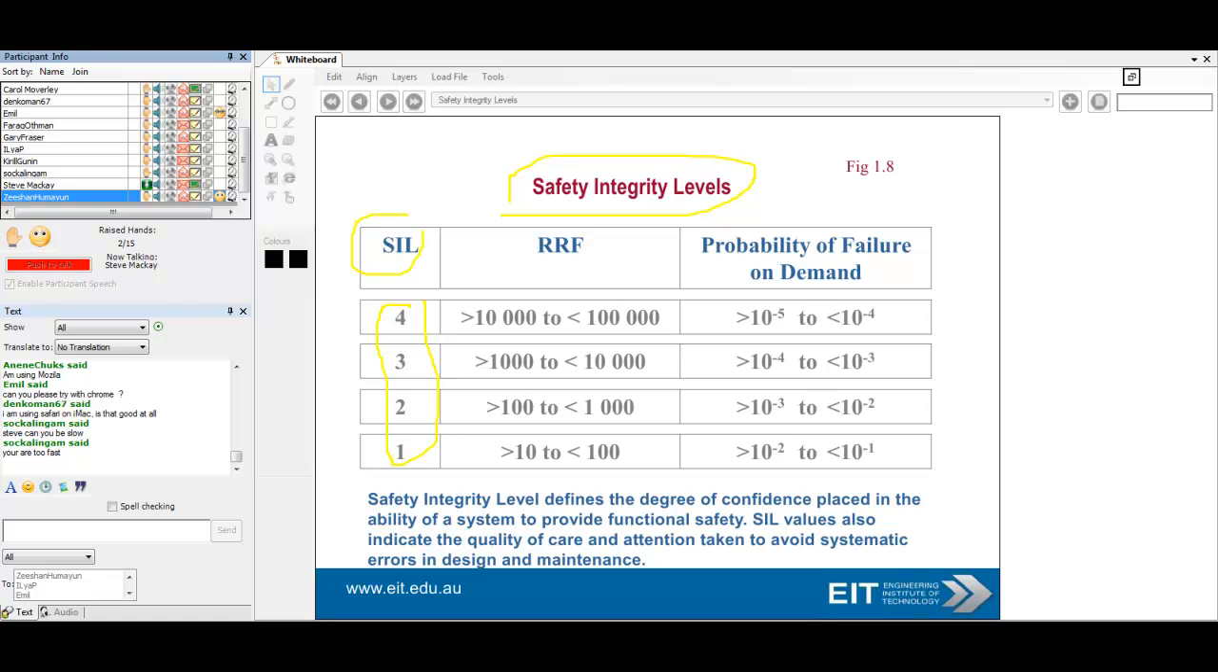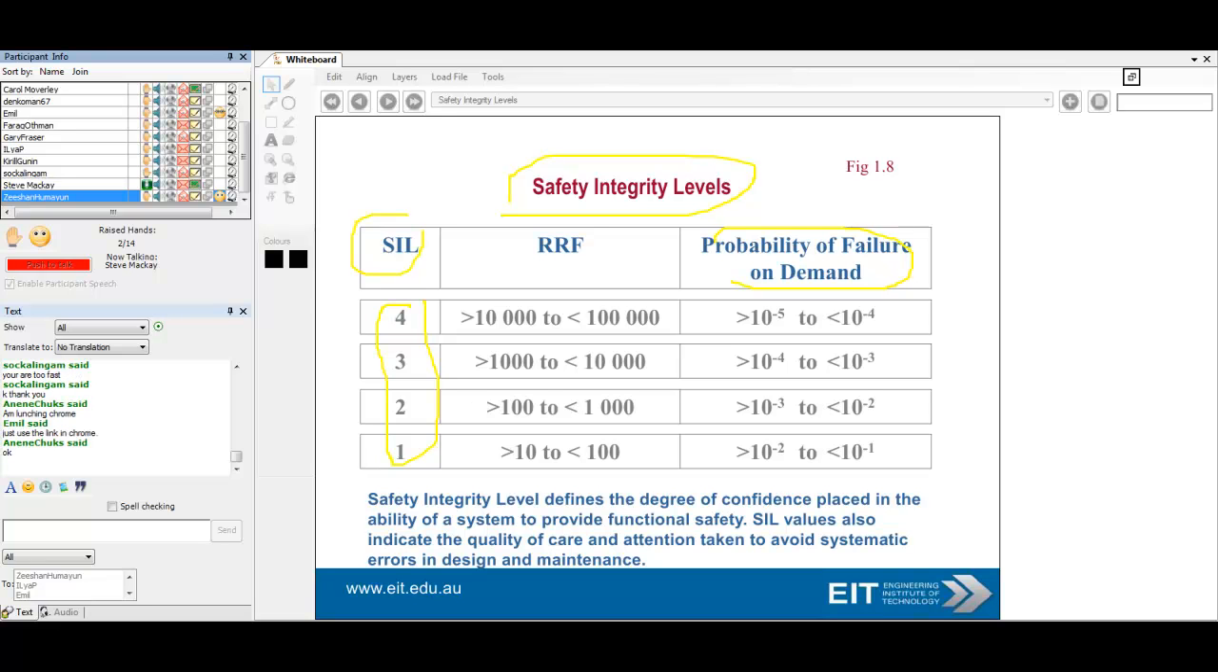So the idea with safety integrity levels is really to reduce the risk. Here we've got the SIL 1, 2, 3, 4, and the probability of failure on demand ranges between less than 10 to the minus 4 and greater than 10 to the minus 5. The idea is to give a degree of confidence in the ability of the system to provide functional safety. It doesn't necessarily mean you have to provide a 4 or a 1. You need to look at the particular application you're dealing with.